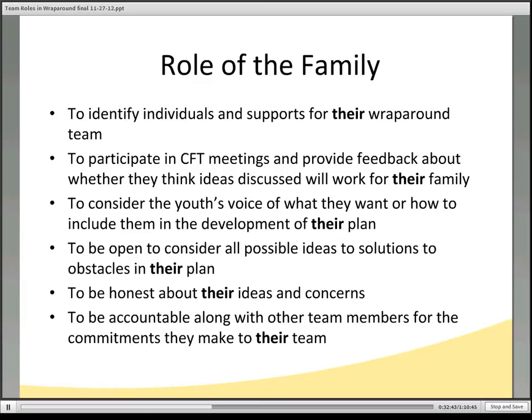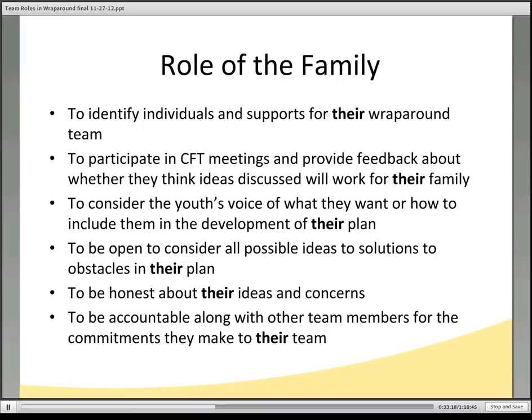It's important also to consider the youth voice of what they want or how to include them in the development of their plan. It really is their plan, and they need to be part of that. I've been to too many wraparound teams when the youth hasn't even been present, and I'd like to say that's not a child and family team, but we hear a lot of reasons for the youth not being included, and sometimes even the family not being included. That's not what we believe. We believe that the youth needs to be part of the team.